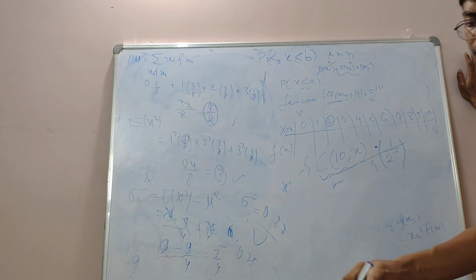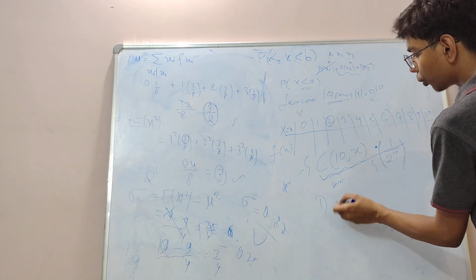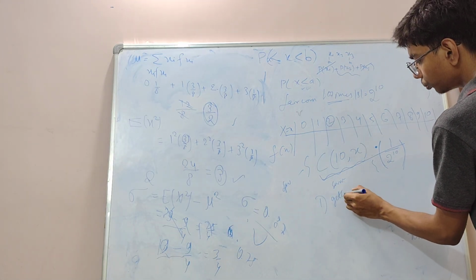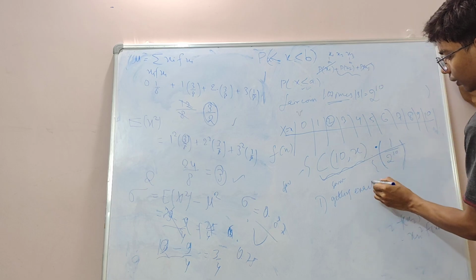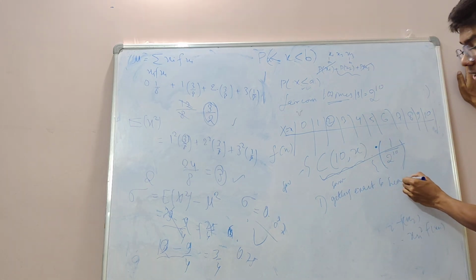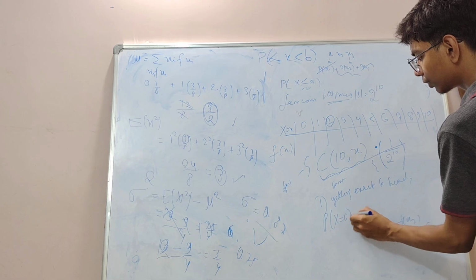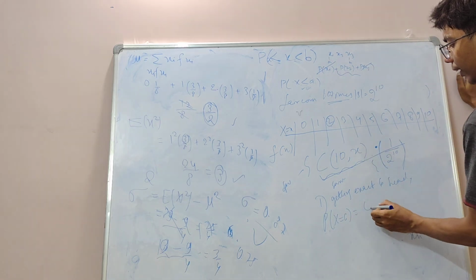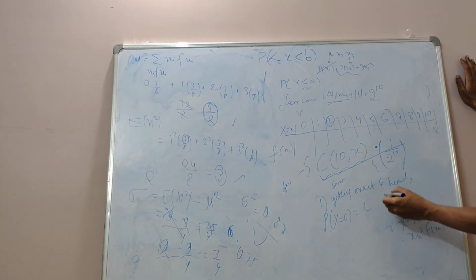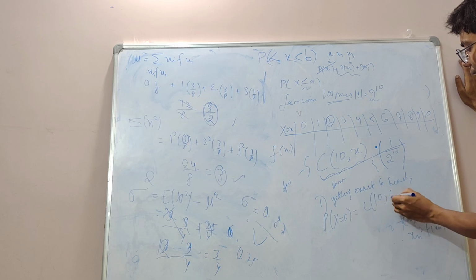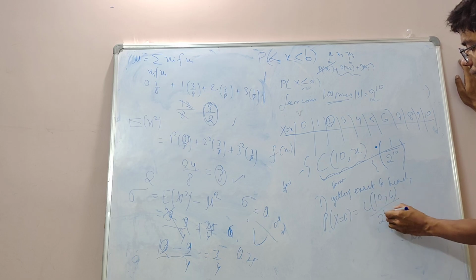So if my question is asking the probability of getting exactly 6 heads, it will be probability of x equal to 6. Here I will put x as 6, so it will be 10 comma 6 by 2 to the power 10.